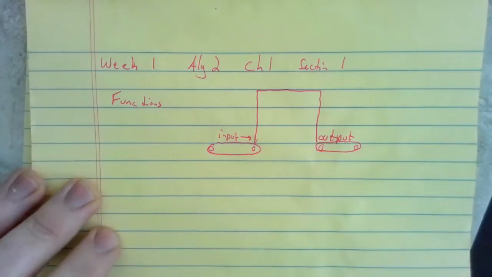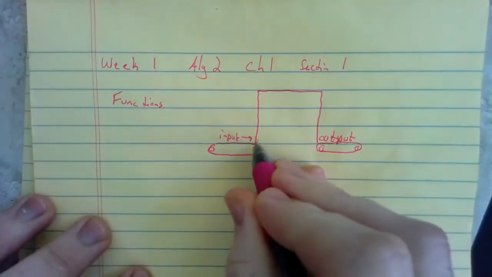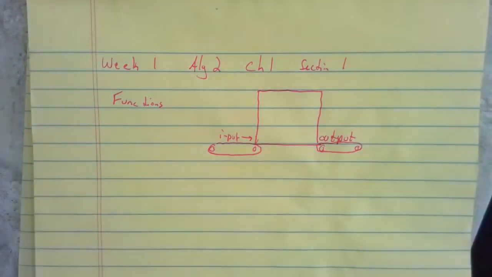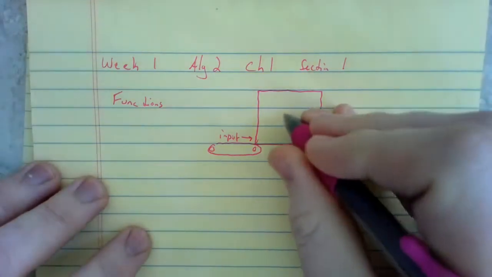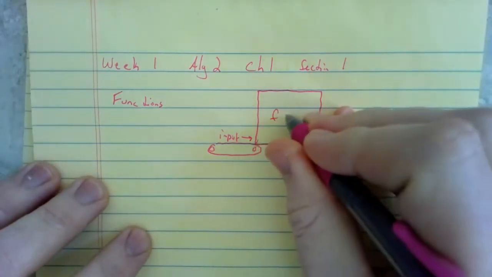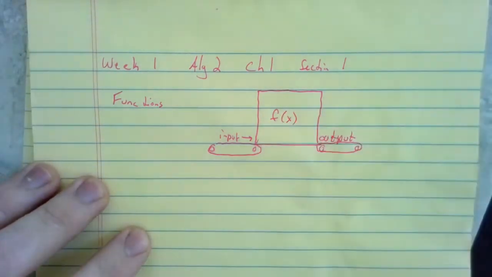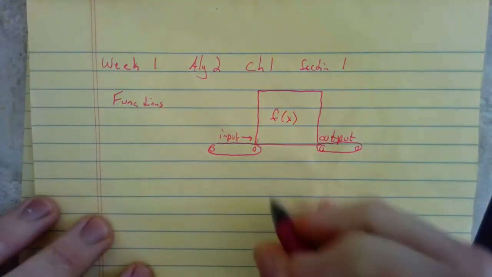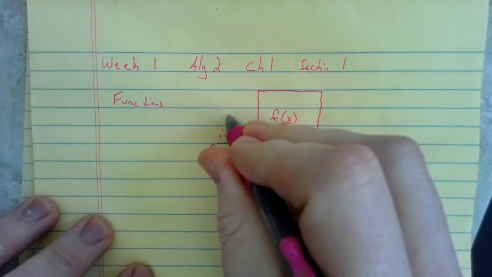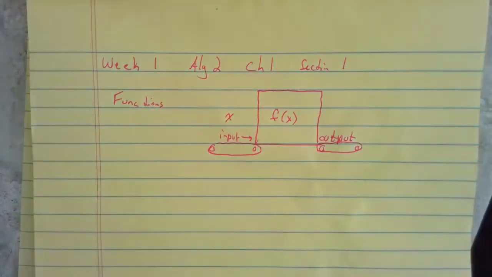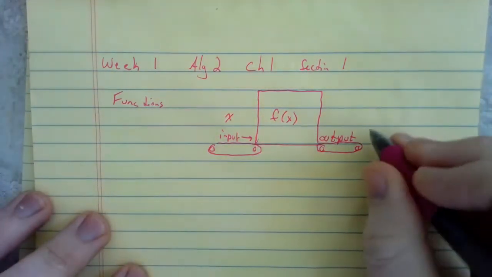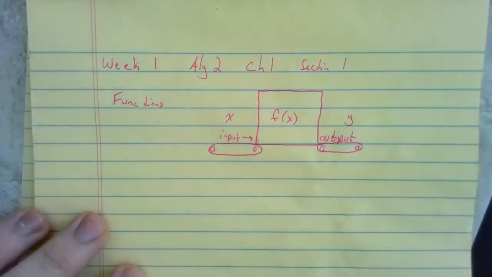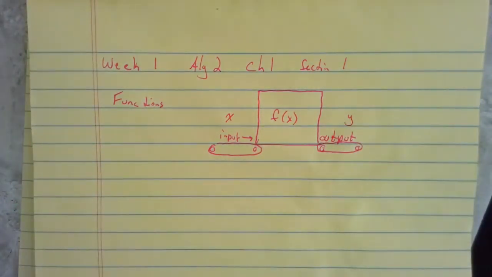Now, typically when we talk about the function, there's a couple different ways we can label it. You guys are used to y, but you're going to see that I'm going to start using f of x, or g of x or h of x, something like that to denote our function. And typically our inputs are going to be x. So we drop an x on the input conveyor belt, and then what comes out is y. So that's our output.